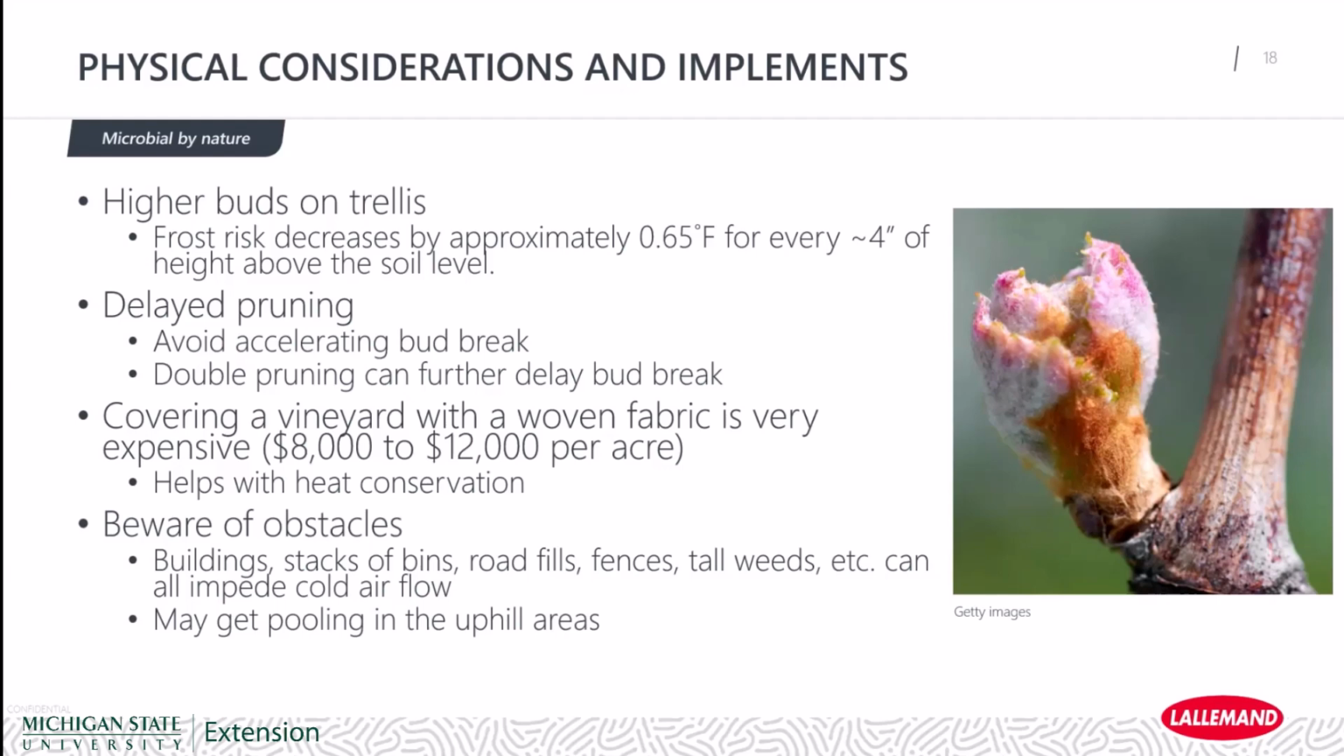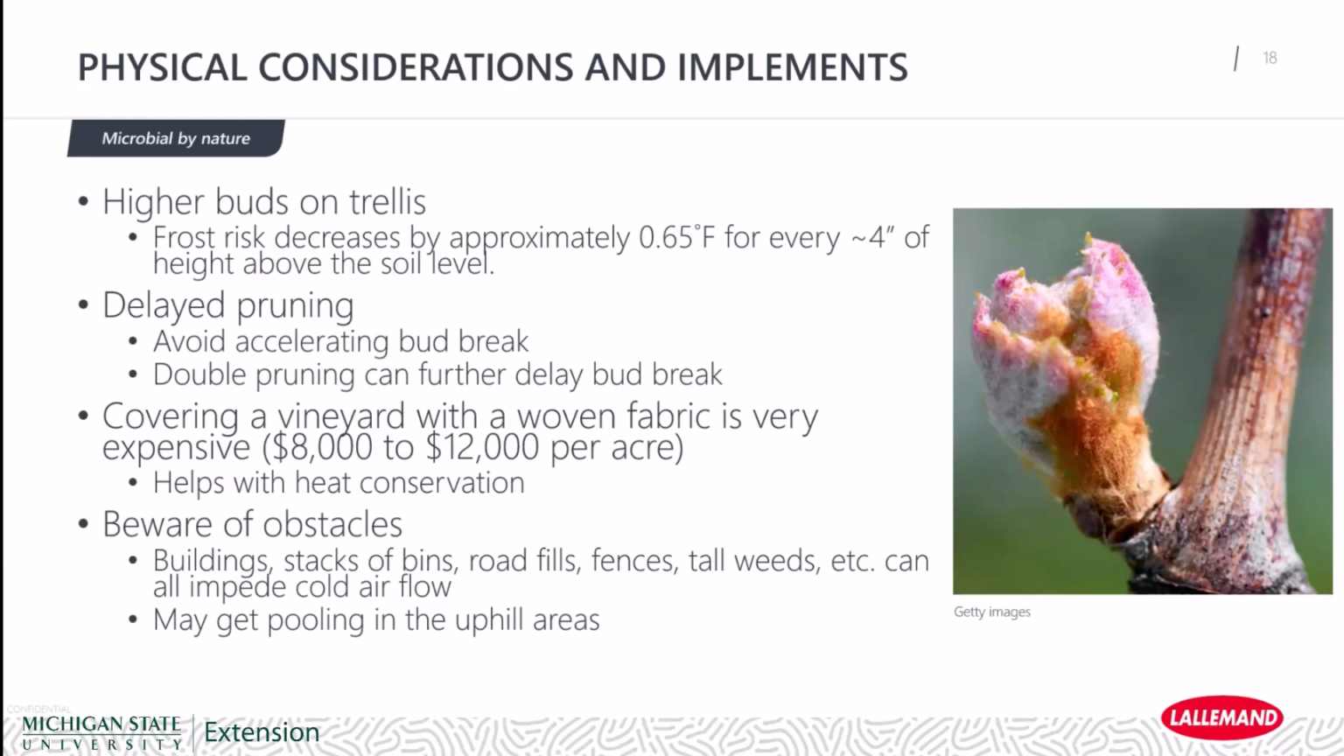Another physical consideration, like I said, if you had unlimited time, money, and resources, you could consider covering your vineyard with a woven fabric. It's very expensive, so this is anywhere from like $8,000 to $12,000 an acre. So for any Europeans on the call, this works out to be close to $20,000 to $30,000 per hectare. It can help with heat conservation, but again, this really isn't economically feasible for the average vineyard.